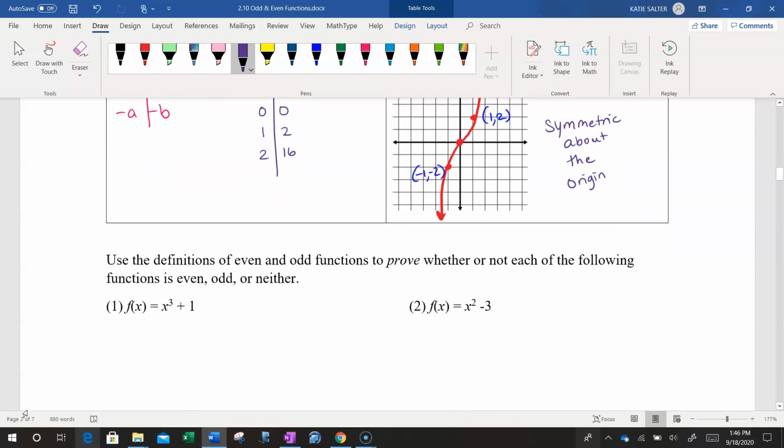All right. So for the next set of problems, what I would like for you to do, it says use the definitions of even and odd functions to prove. Notice this says prove, so we need to be doing this algebraically, whether or not each of the following functions is even, odd, or neither.